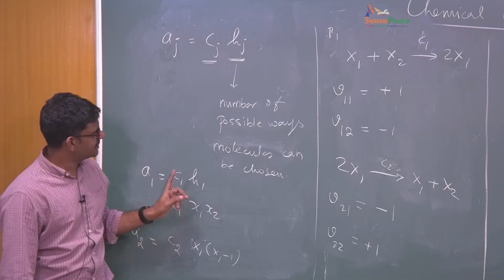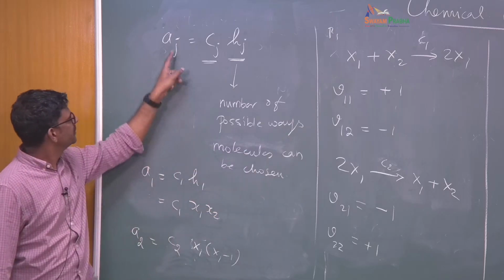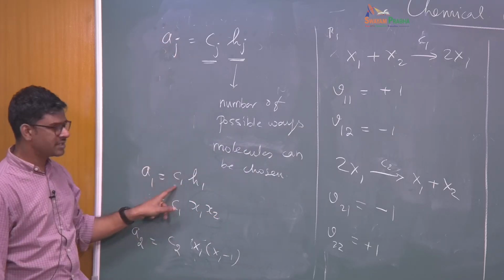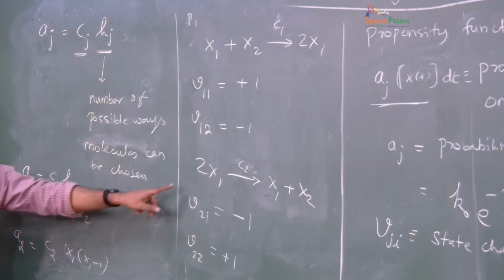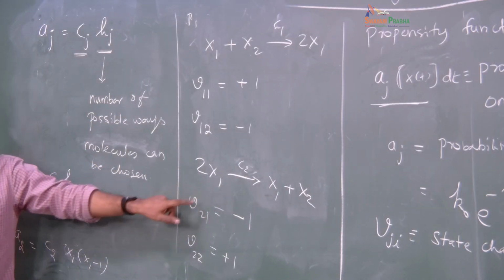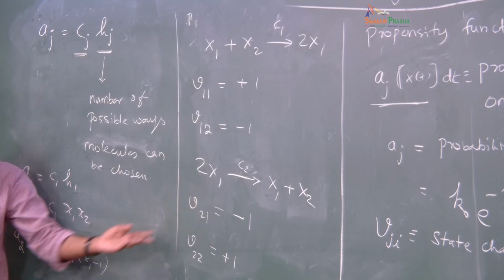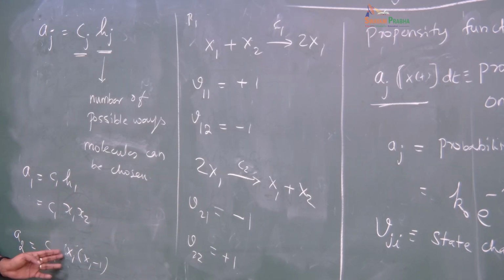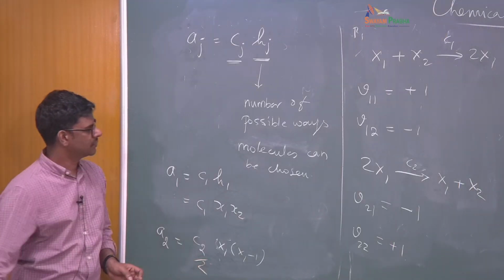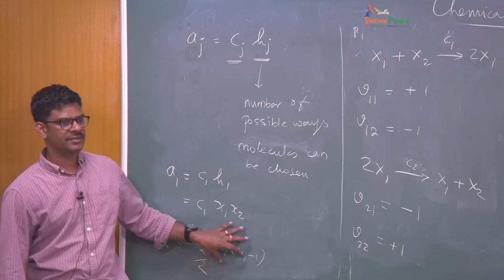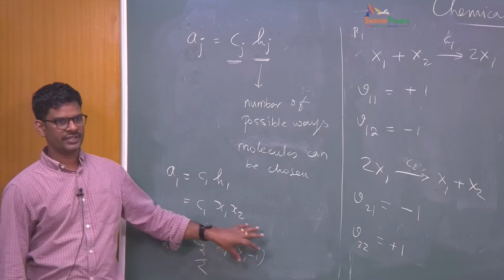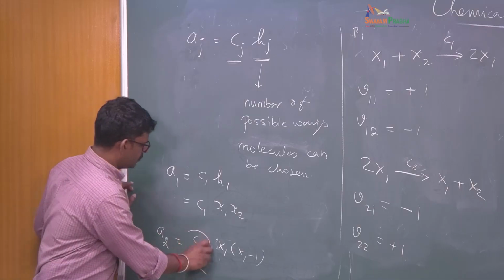Here I have given an example. If you take this equation, this propensity function you will write as some constant times H1, and this H1 is nothing but x1 times x2. If I look at this one, this is a bimolecular reaction of the same species. So the number of possible pairs of x1 is x1 times x1 minus 1, multiplied by a factor of half so that you don't double count. For any other given reaction, you should be able to find how many possibilities there are for a given number of x1, x2 and so on. This prefactor is more like a rate constant.